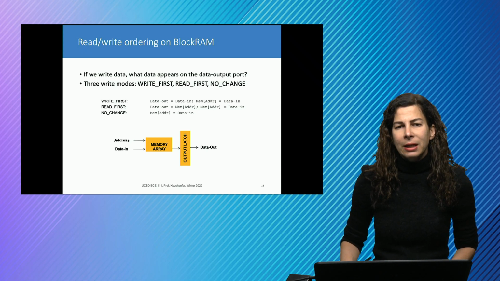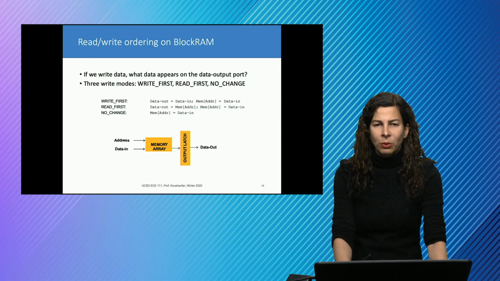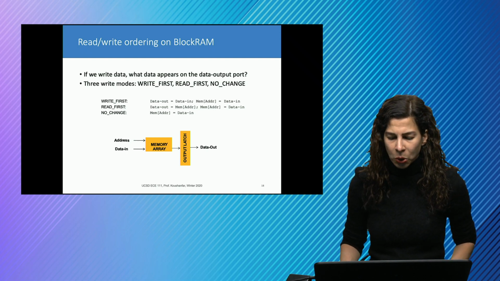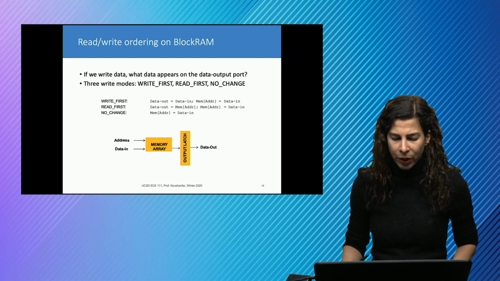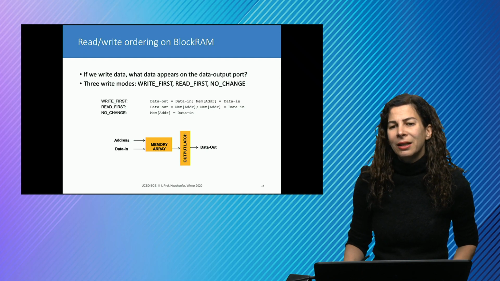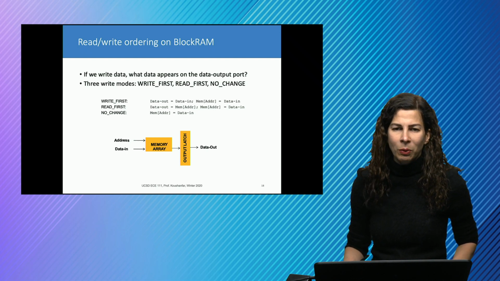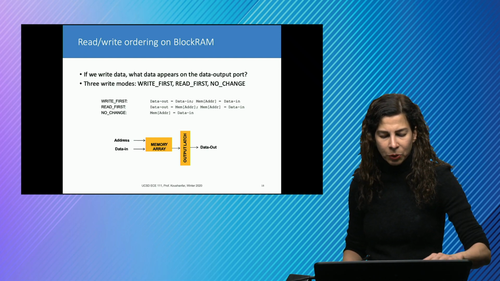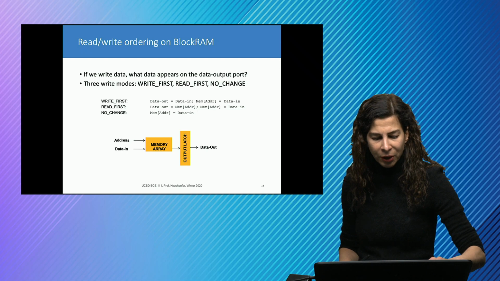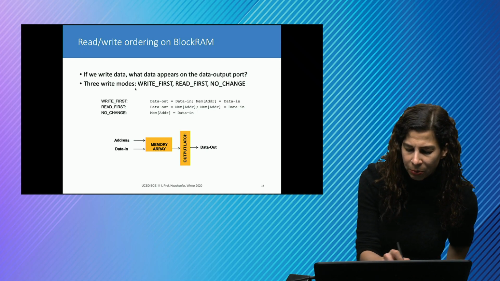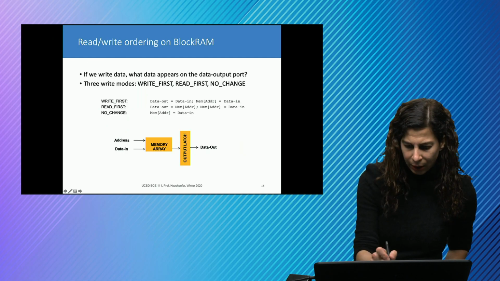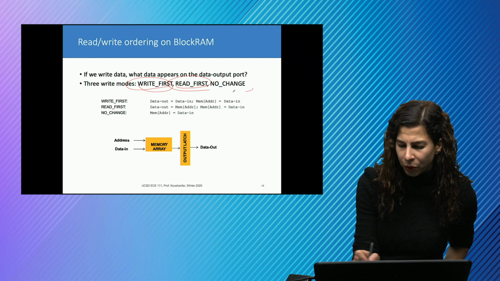So if you write data, the question is what data appears on the data output port, and this is a question that we need to address with a blocking versus non-blocking assignment, because that tells us at which point in time what was written in each location. There are 3 different modes: the write first mode, read first mode, or no change.